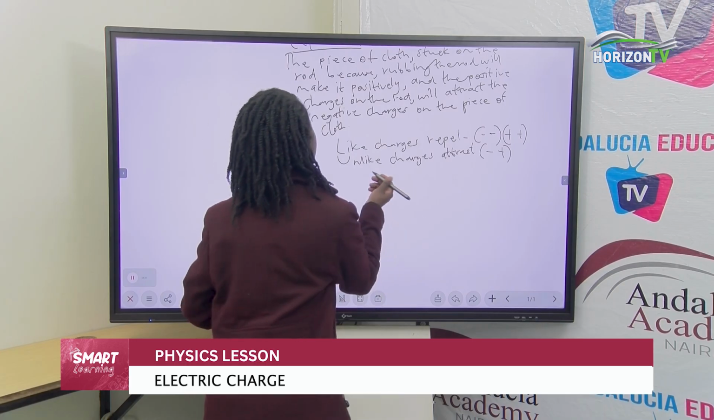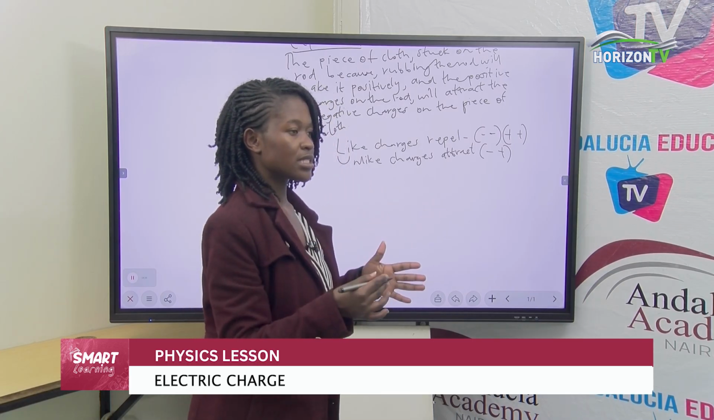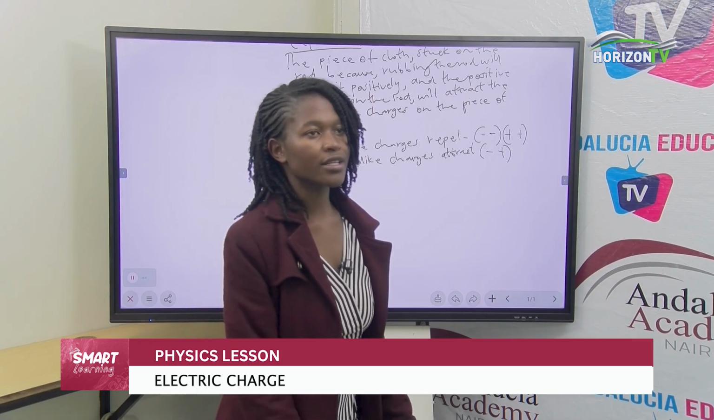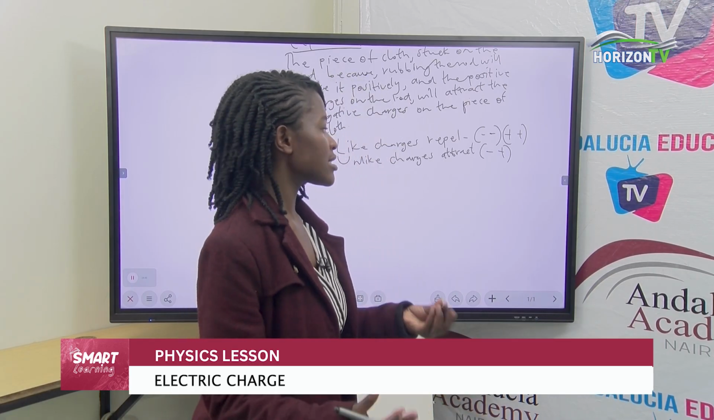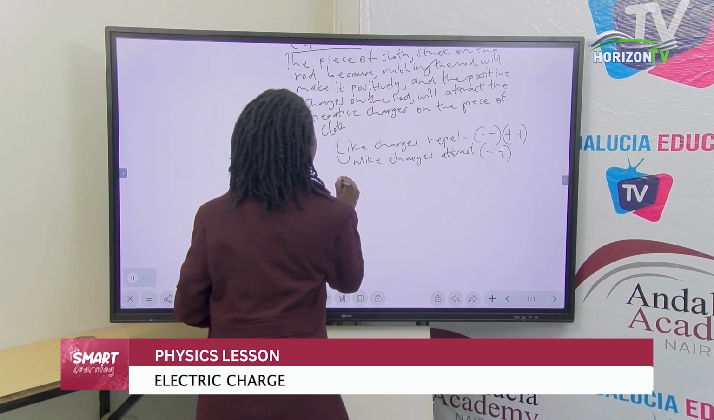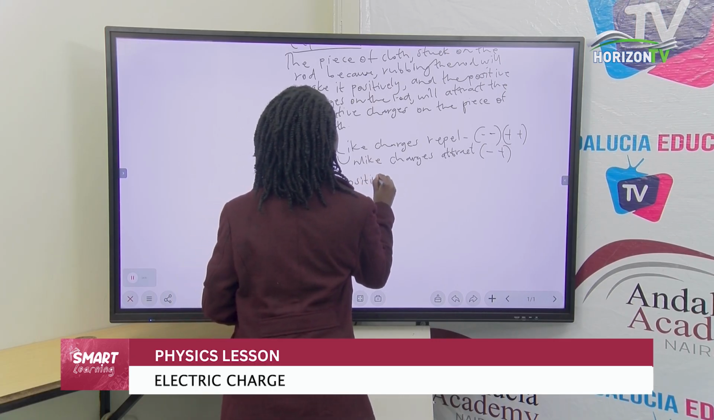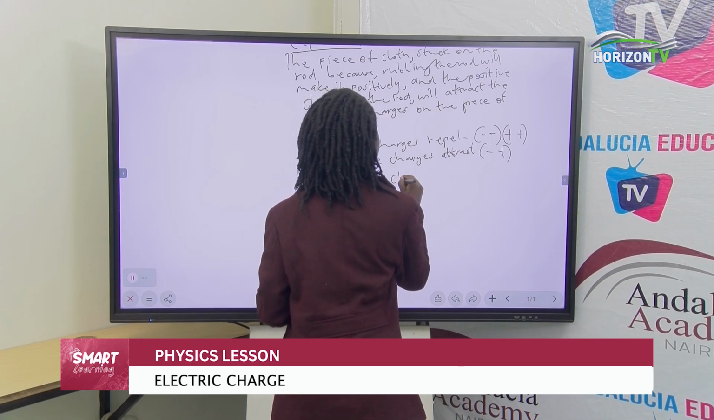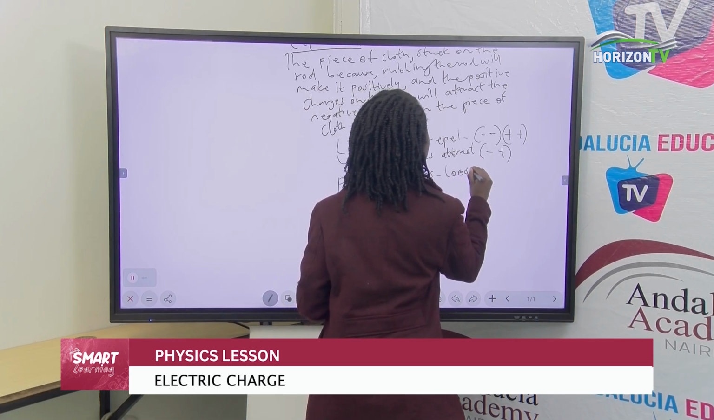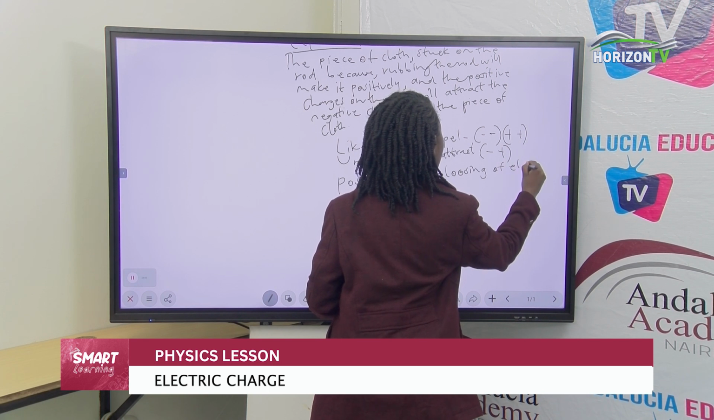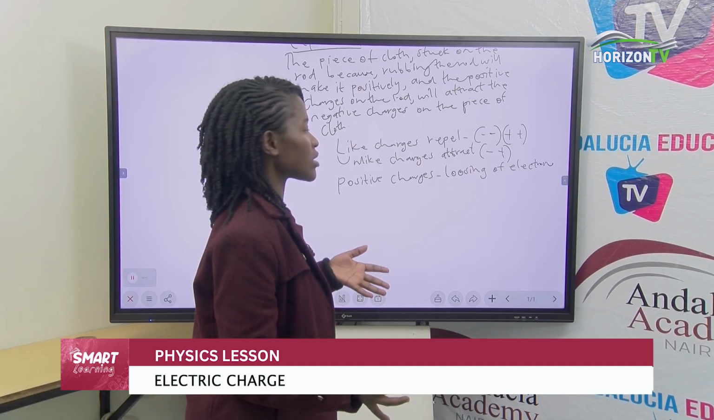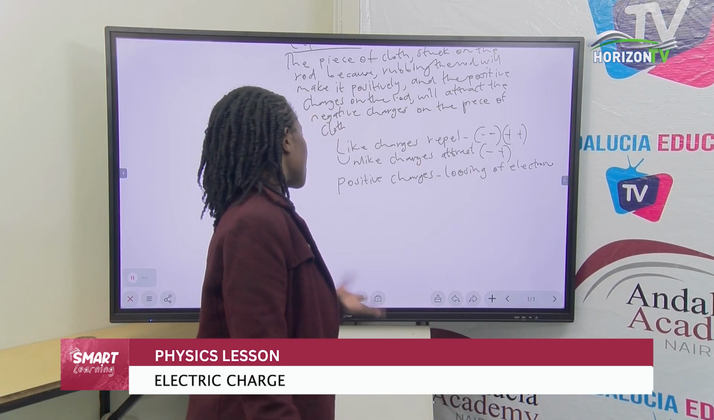How do we create a positively charged object? When we have losing of electrons, we create positive charges. But when we're gaining, we create negative charges. But when we are losing electrons, we create what? We create positive charges. Positive charges, how do we create them? By losing of electrons. And most of the time, all those positively charged substances, in chemistry, we call them cations. But here we're not going to use those terms.